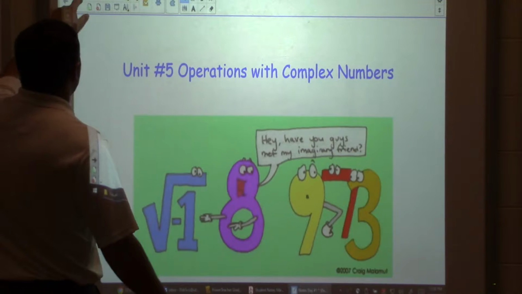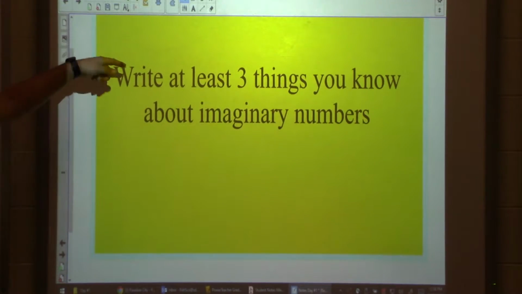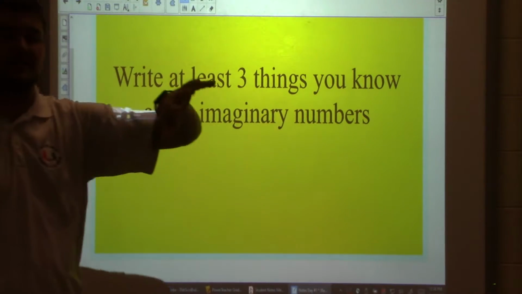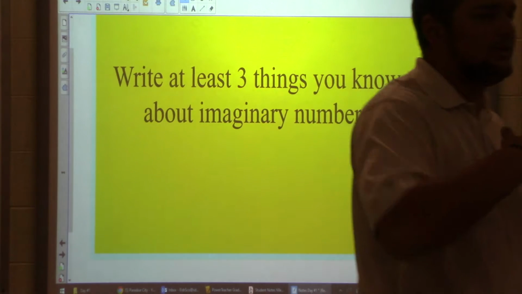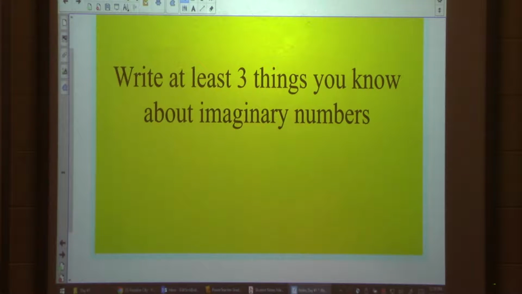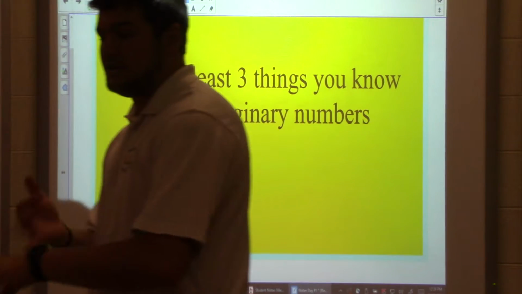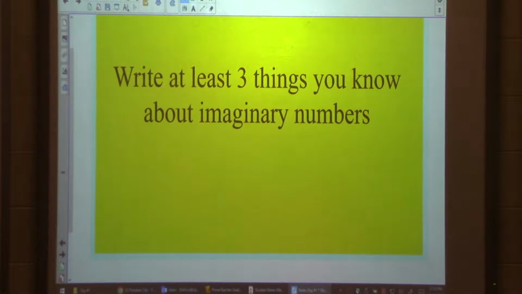So, complex numbers. First and foremost, it says write 3 things you know about imaginary numbers. We're just going to talk about it as a class. What do we know? Does anyone know anything about imaginary numbers? They're not real. Technically, you're correct, right? Because we have real numbers in math, which comprise rational, irrational, integers, things like that. They are not real, technically, yes.